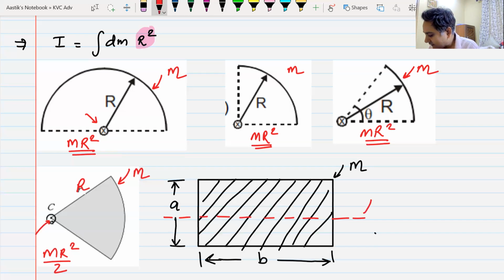Then you have this axis 1, which passes through the center. The question is, what will be the moment of inertia of this about this axis which cuts it like this? About the axis 1, what will be the moment of inertia of this plate?